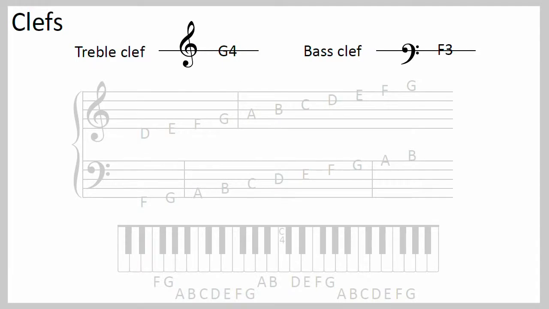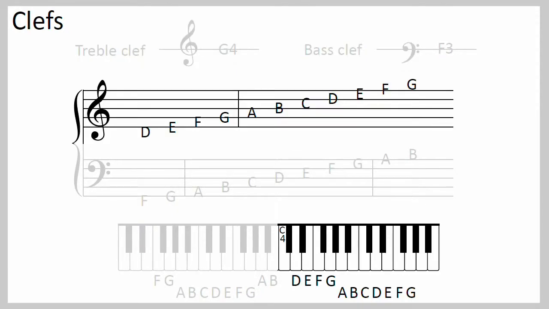Clefs mean the exact same thing as writing a letter and octave number on a line. A clef is a symbol placed on a line that marks that line as a specific letter and octave. The treble clef marks the line that goes through its circle as G in octave 4. The bass clef marks the line that goes through its 2 dots as F in octave 3. Since the alphabet is a known pattern, only one line needs to be marked to mark all the others.